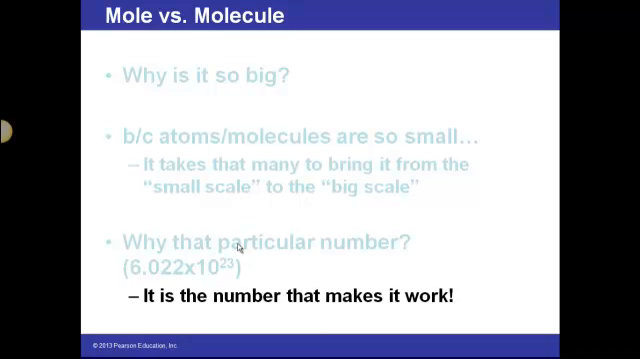It's the right ratio number to match all of the different masses of the different atomic elements. So it's the number that makes it work. It was the constant that was derived from all of the mathematical equations for all of the different molecular compounds.